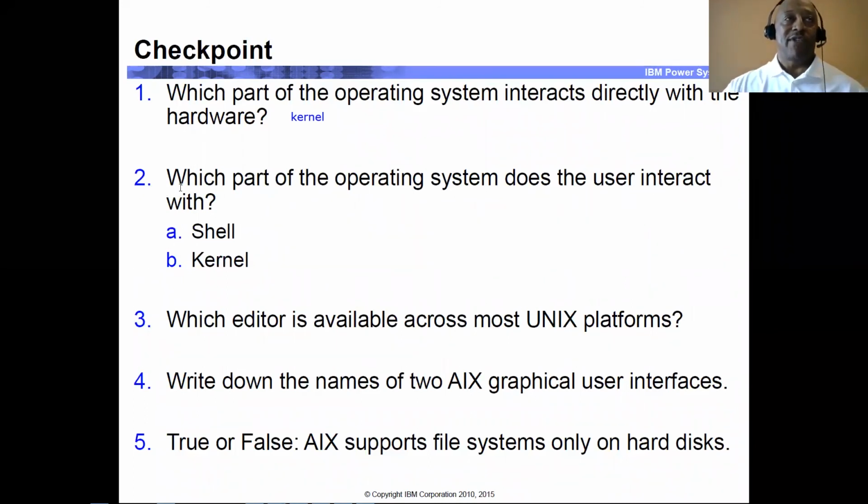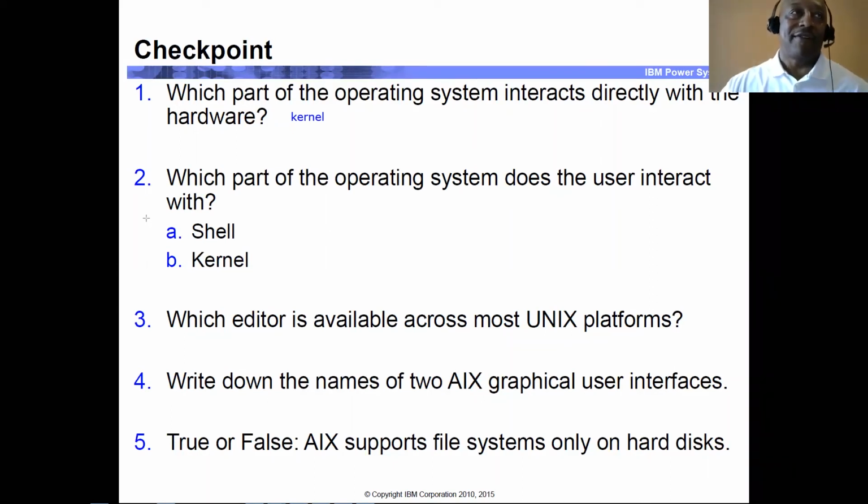Question number two, which part of the operating system does the user interact with? The shell. We don't interact directly with the kernel. Usually if we do, that results in some type of illegal exception or crash. Question number three, which editor is available across most Unix platforms? VI, everybody's favorite, right?